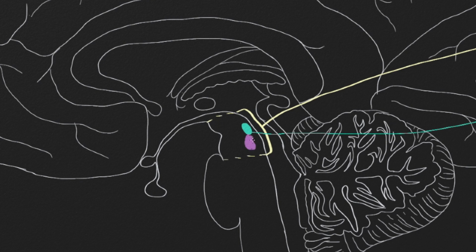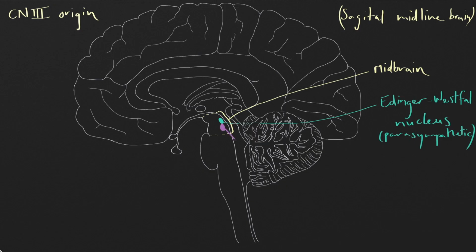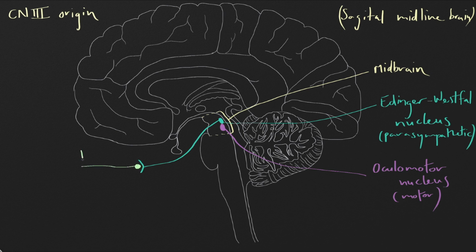Now just below it, and again very midline, we've got our oculomotor nucleus, which is the primary nucleus of cranial nerve 3. Now the fibers running from the Edinger-Westphal nucleus are first going to go to the ciliary ganglion. So we have preganglionic and postganglionic fibers, and they're going to innervate the pupiloconstrictor and ciliary muscle.